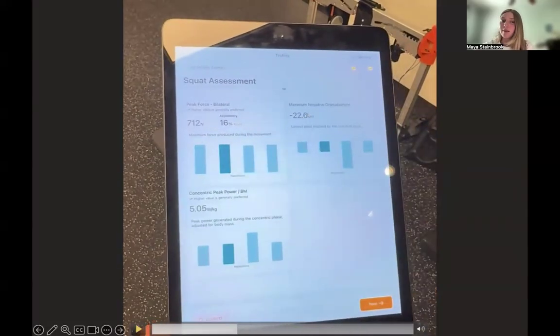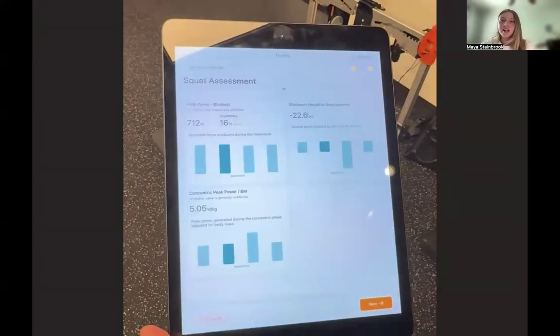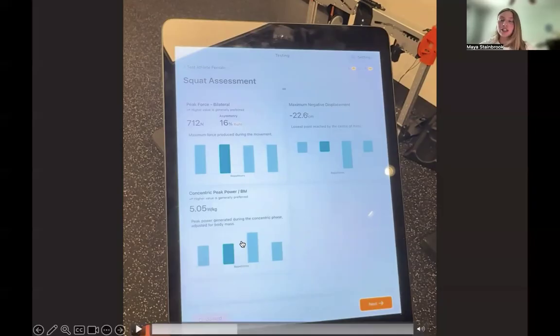This is going to be the second rep. You can see that I generated a little bit more force, went a little bit lower. My asymmetry actually dropped to just 16%, and that concentric peak power actually went up as well, which is just due to that greater negative displacement.